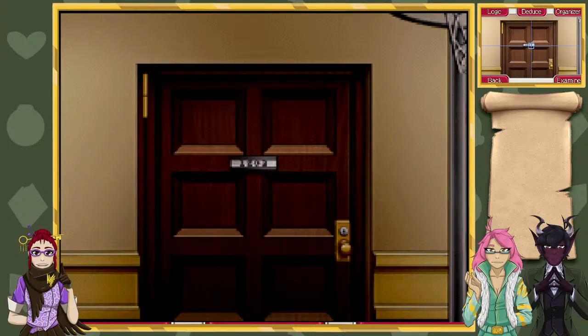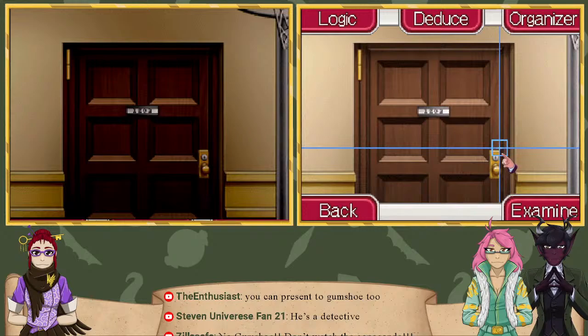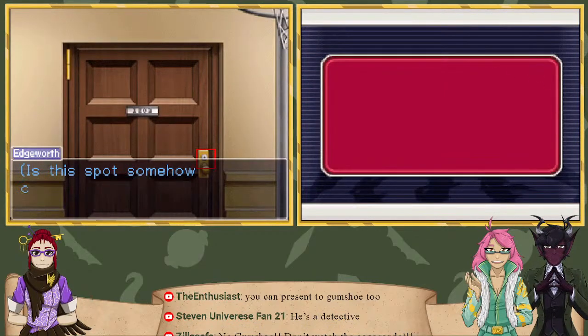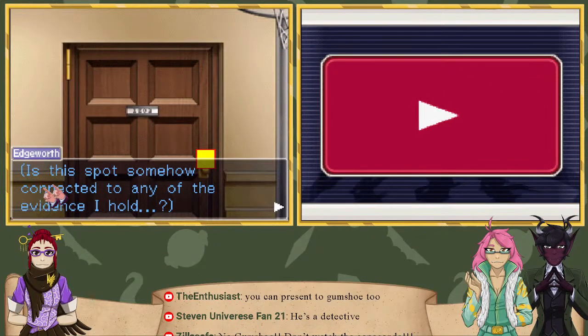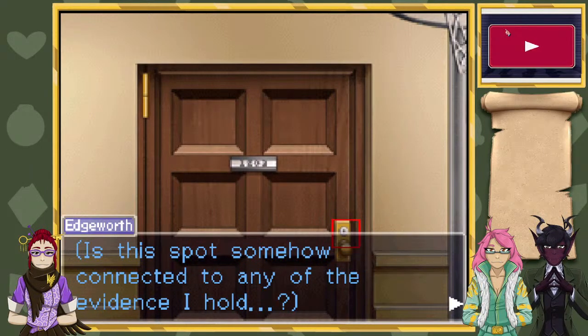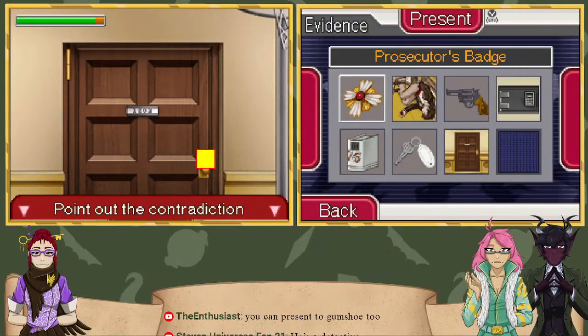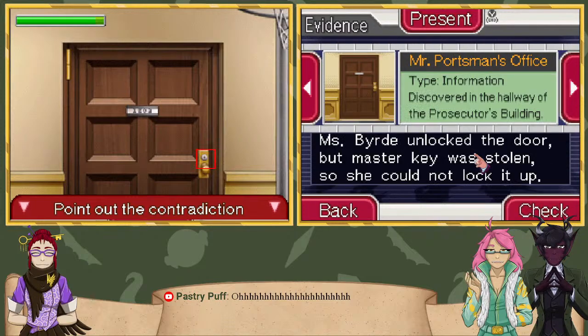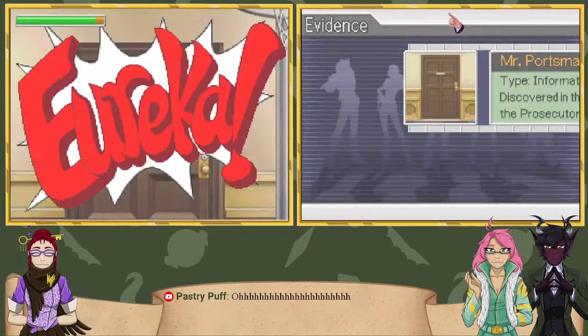Deduce! I forgot about deduce! Okay, that's my problem. Deduce at the lock. Can you examine the door? I did examine it before. I have to deduce. Because is this spot somehow connected? Yes. Mm. Okay. No, you're not going to read it? Oh, I have to read it every time? Yes. We don't have to if we don't want to. Point out the contradiction. Contradiction is something about the key. That it was always locked. Bird unlocked the door, but it was stolen, could not lock it up, and it is locked. So present.